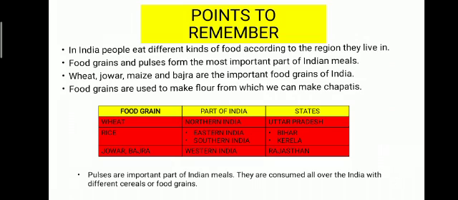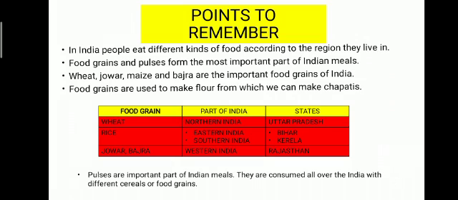Rice is grown in eastern India and southern India. Bihar and Kerala are the two states where rice is grown. Jawar and bajra are grown in western India such as Rajasthan. Pulses are an important part of Indian meals. They are consumed all over India with different cereals or food grains.